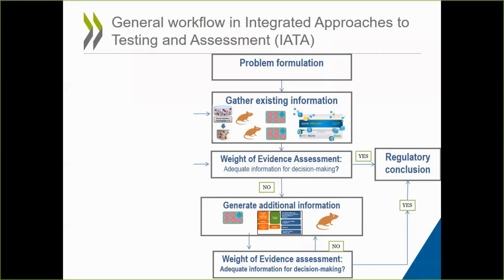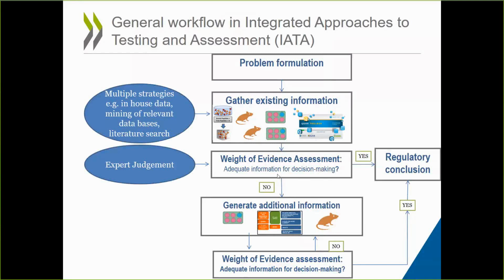And so once all the information is assembled, there's a determination of whether or not there is sufficient information to address the regulatory problem and come to a conclusion. And if so, it's relatively straightforward. And if not, then more information is generated to overcome potential gaps. And again, there's a weight of evidence assessment to determine if the information is adequate.